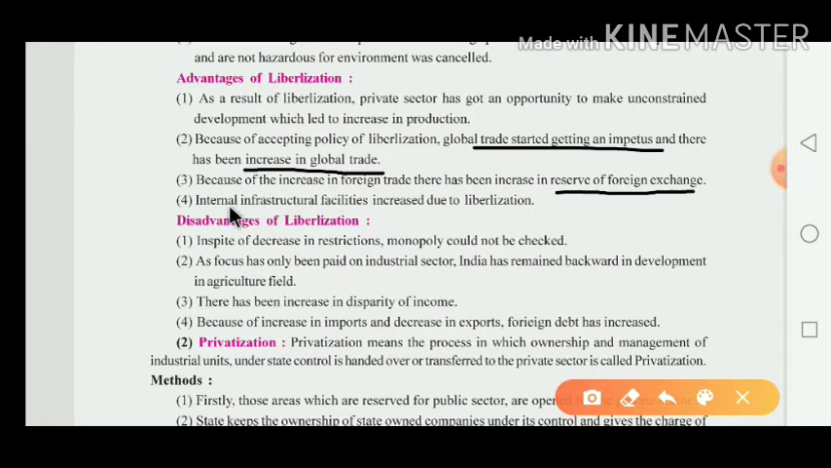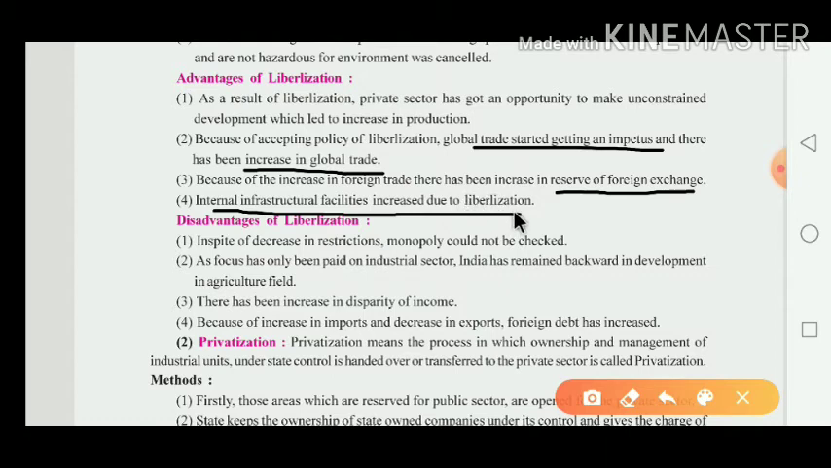Next, international infrastructure facilities increased due to liberalization. We know that in liberalization, the government's rules and regulations on the private sector are relaxed and the private sector is encouraged, and that is why the infrastructure of international facilities is provided due to liberalization.